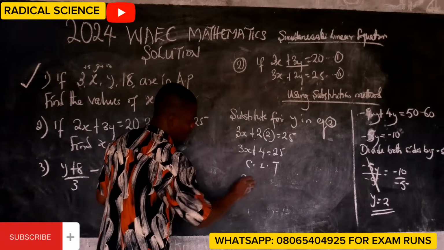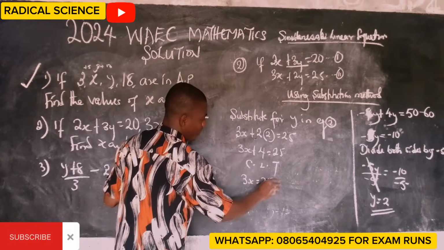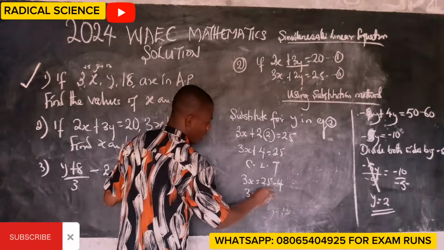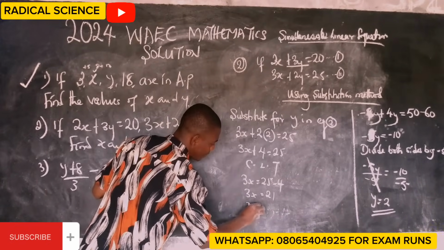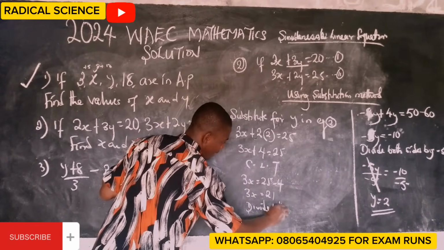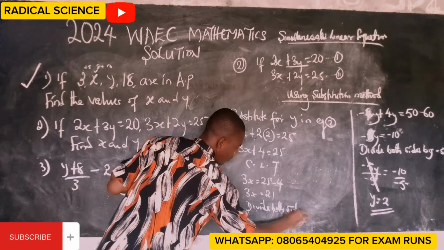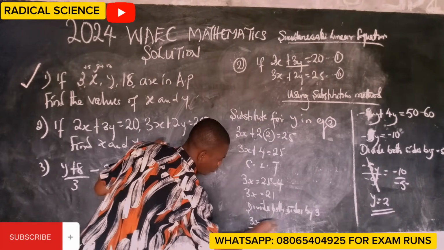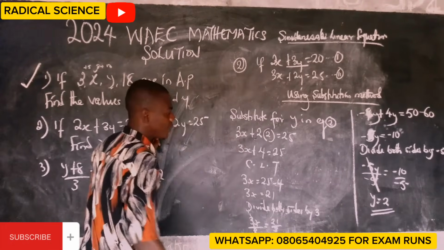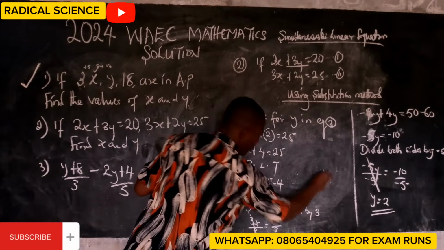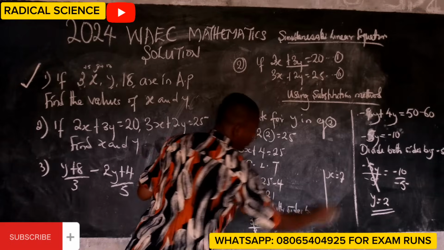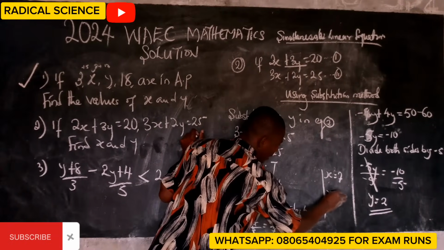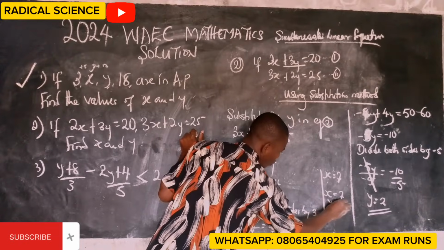I will have 3x equals 25 minus 4. 3x equals 21. I will now divide both sides by 3. I will have 3x over 3 equals 21 over 3. If you divide, 21 divided by 3 will give you that the value of x is what? 7. Hence, from our summary, x equals 7 and y equals 2.